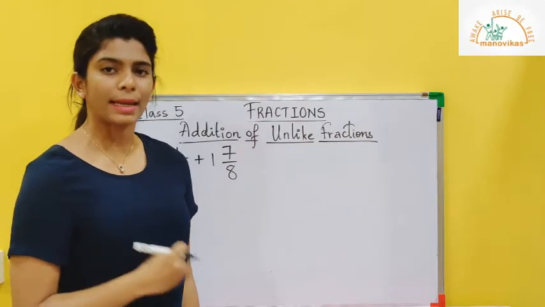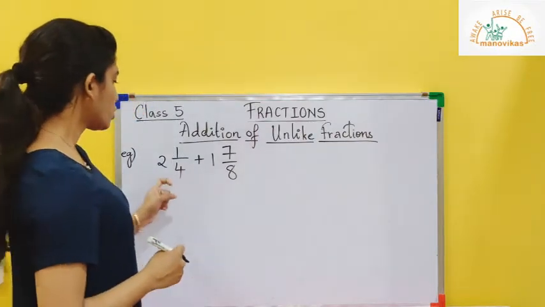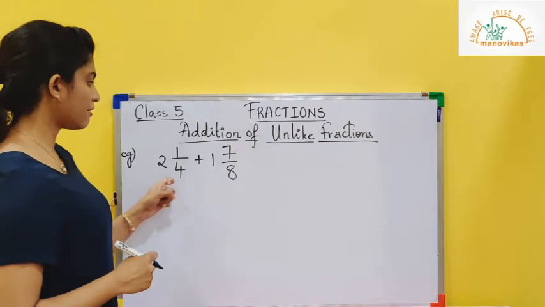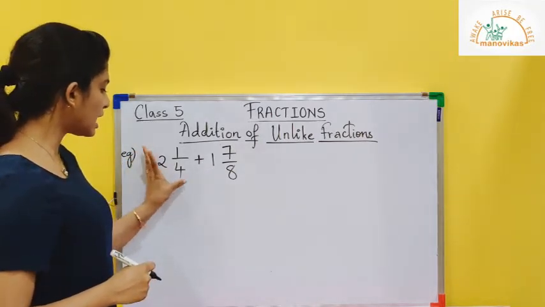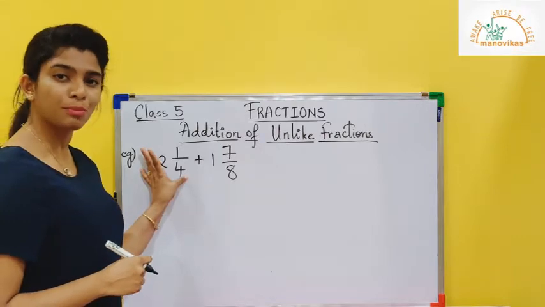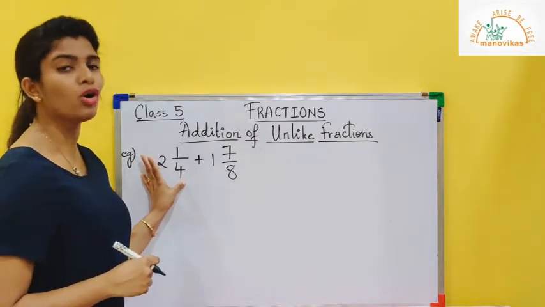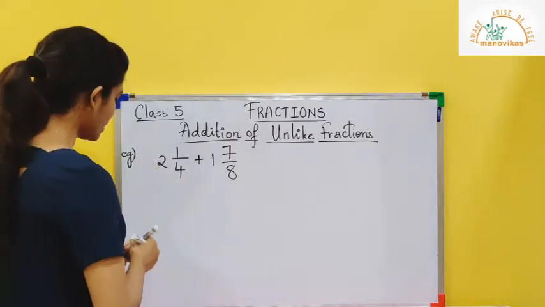Now let's learn to do addition of mixed numbers. So here is an example. We have to add these two mixed numbers. So first we will have to convert these mixed numbers into improper fractions, and I hope you all know how to do it. So let's do it.